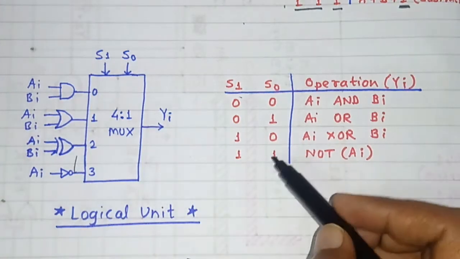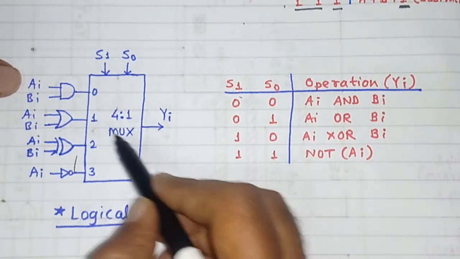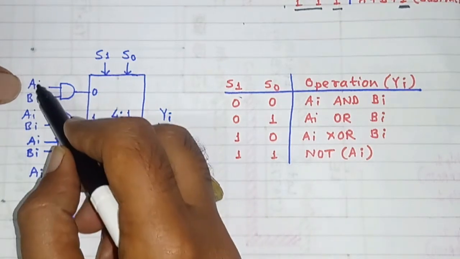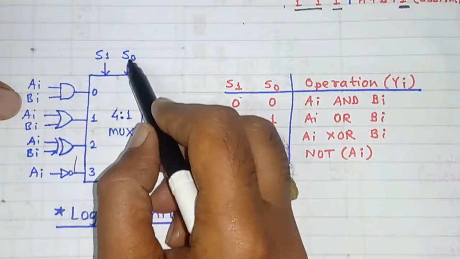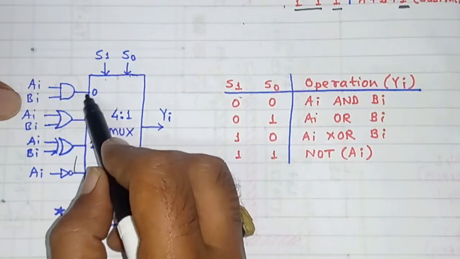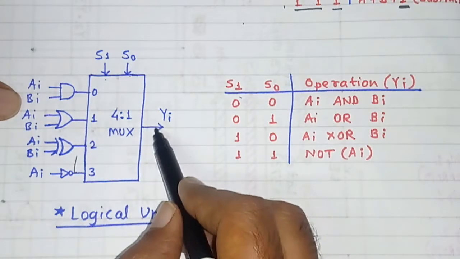To transfer the logical AND operation result of AI and BI, the S1 and S0 lines should be made 0 0, so that the first input will be transferred at the output of the multiplexer.